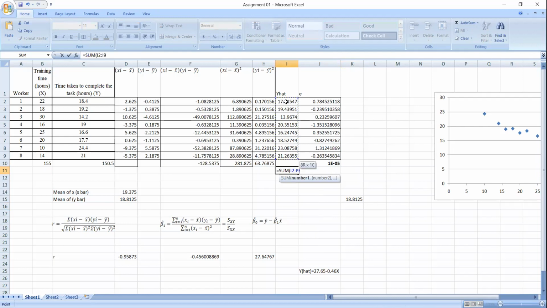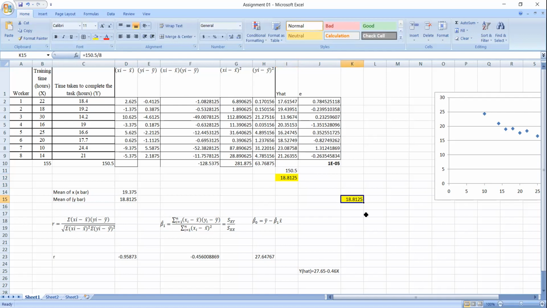So I'm going to take the summation of y hat values. You can see the summation is again 150.5. So if you want to take the mean of the yi hat values, that is 150.5, you have to divide by 8. You can see you get the same mean value, right? This is the mean of yi hat, and this is the mean of the original response variable. So that is exactly the same.